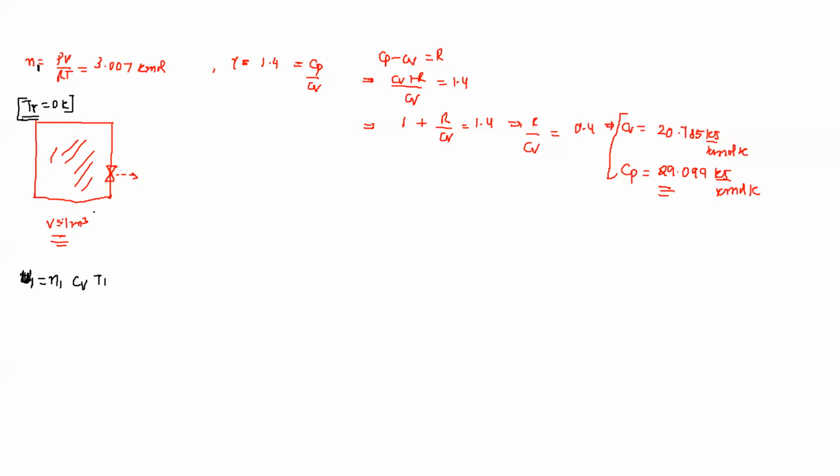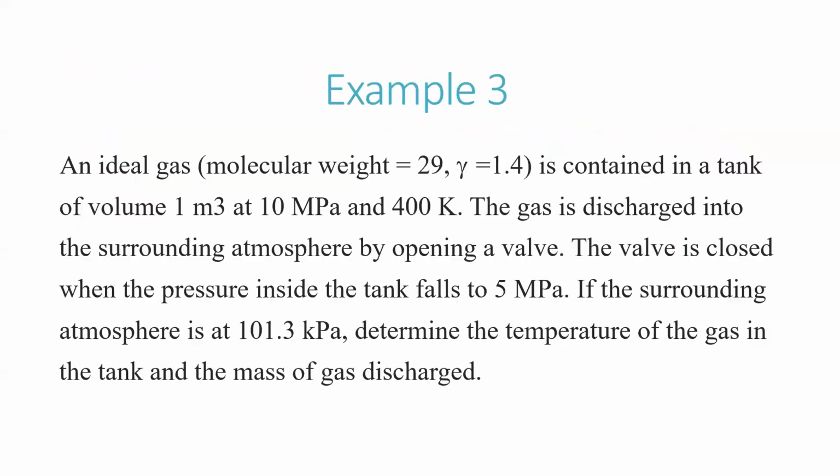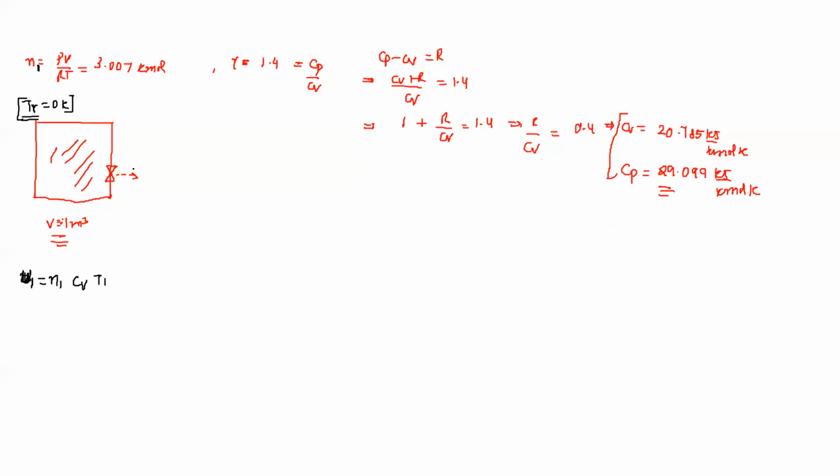And let's say that in the final state you have N2 moles left after the gas is lost, and finally the pressure falls to 5 megapascal, so P2 is 5 megapascal. So you have N2 moles, the temperature is T2, and the volume is of course the same, right? Now N1 Cv T1 is the initial internal energy, and the final internal energy is N2 Cv T2. All right, you have these two things.